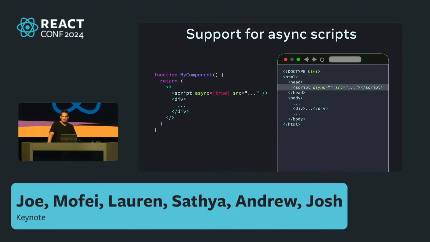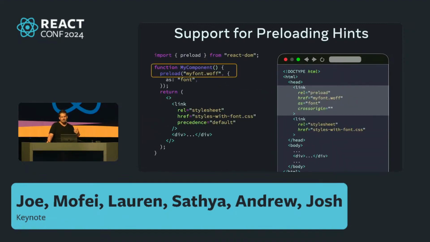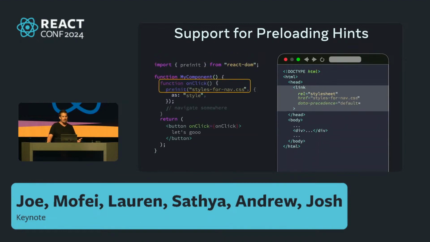React 19 also adds support for hoisting and deduplicating async scripts, another HTML feature that has historically been hard to compose within components. And it also has support for preloads and other kinds of browser hints, with new APIs that can be used both during render and during user events like hover and click.